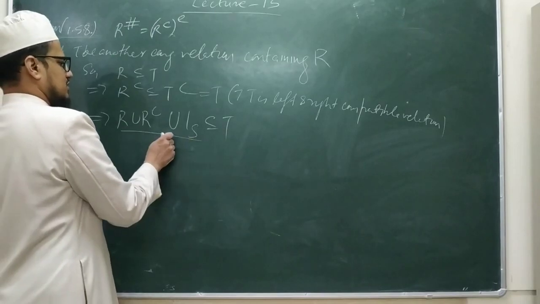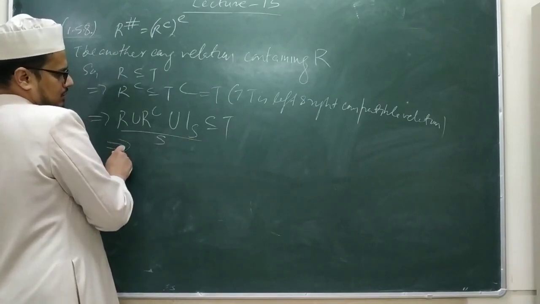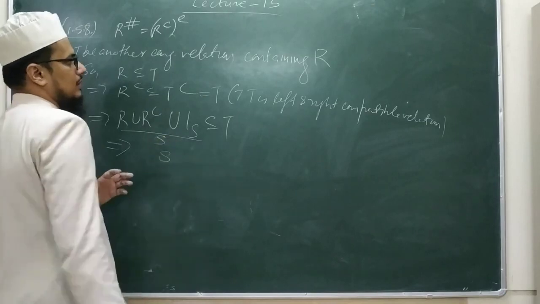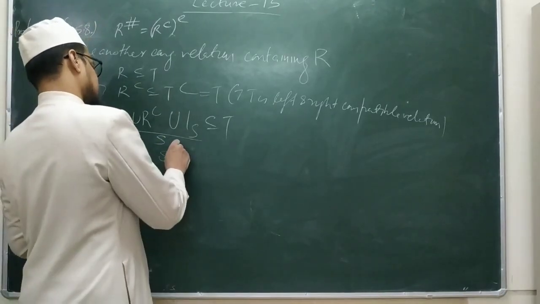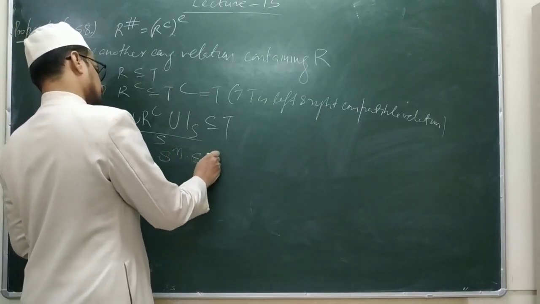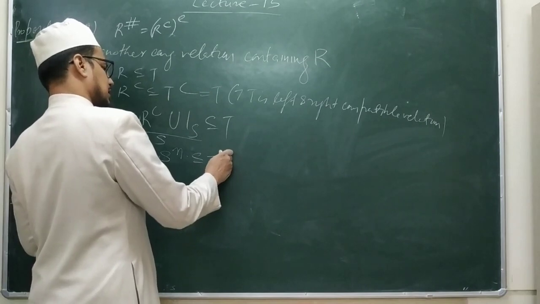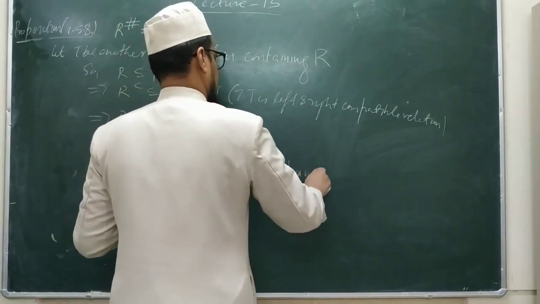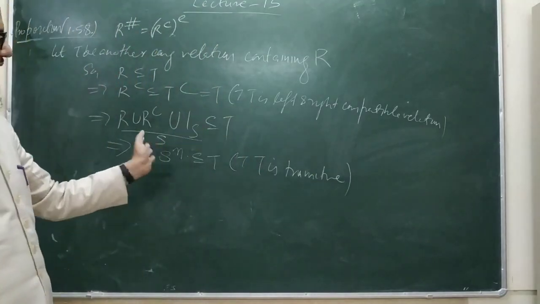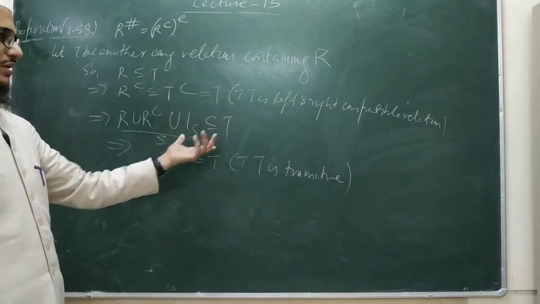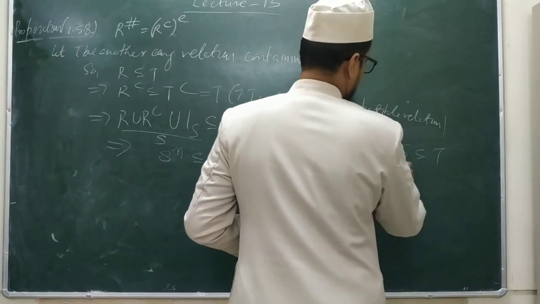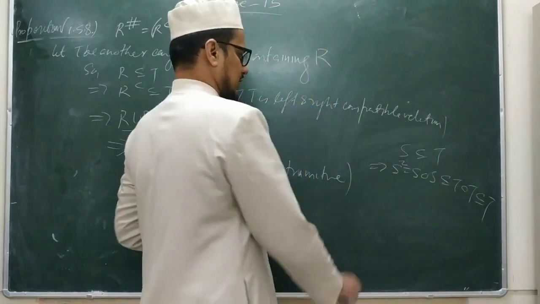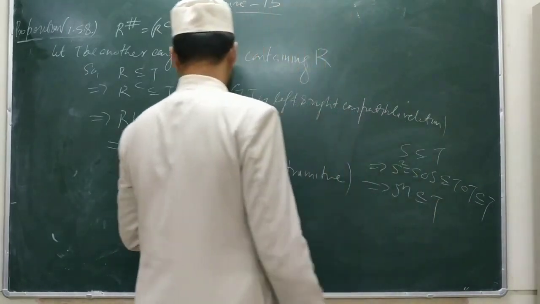This is equal to what? This is basically S. S is contained in T. So if you talk about Sn, Sn is contained in T, since T is a transitive relation. Because when S is contained in T, then S composition S is contained in T composition T. S square, equal to S composition S, is contained in T composition T, and of course it is contained in T because T is transitive. In a similar way, S to the power n is contained in T.